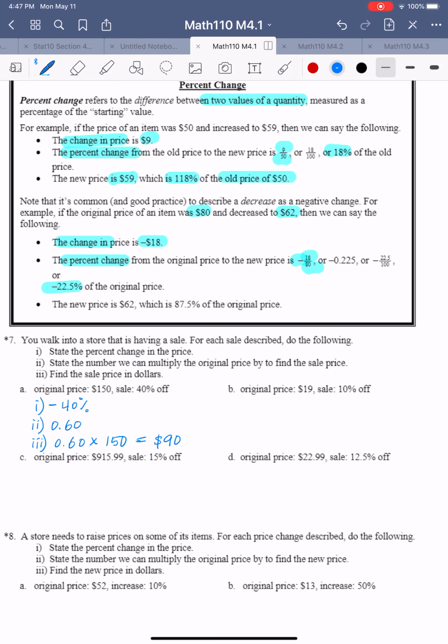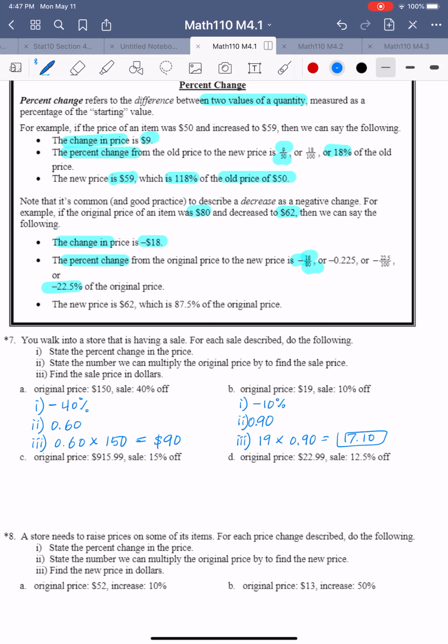And B, the original price is 19, and the sale is 10% off. Same thing. So number 1 is 10% off, and for number 2, since it is 10% off from the 100%, you still have 0.90. That's how you charge. And number 3, you have $19 multiplied by 0.90, and you get $17.10 left.